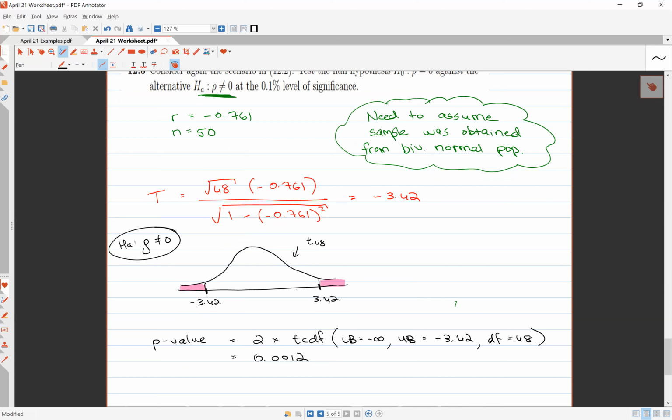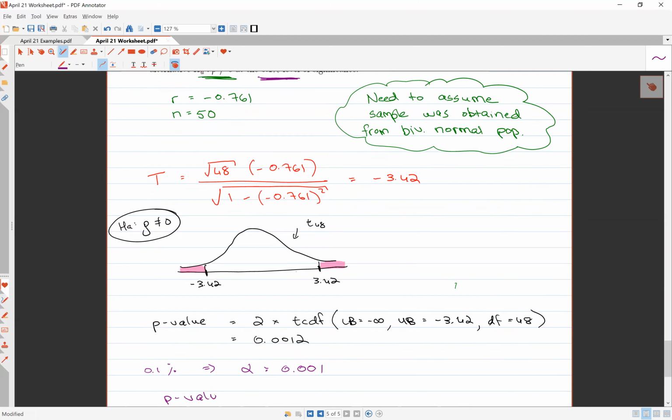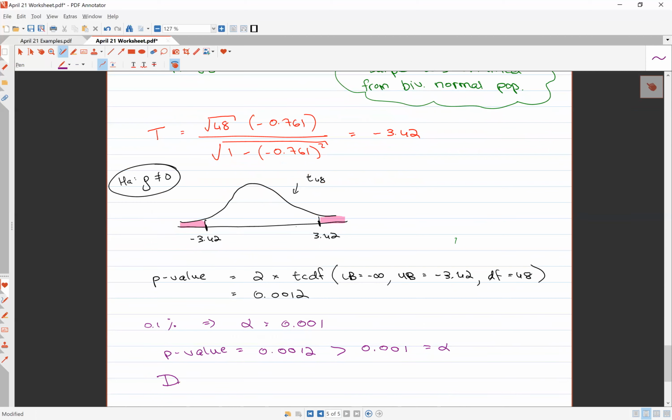So it does, at first glance, appear that there's evidence against the null hypothesis, except we're evaluating this at the 0.1% level of significance. 0.1% means your alpha is 0.001, because you have to divide by 100. So our p-value of 0.0012, that's larger than our alpha value of 0.001. And so we do not reject the null hypothesis in this instance.